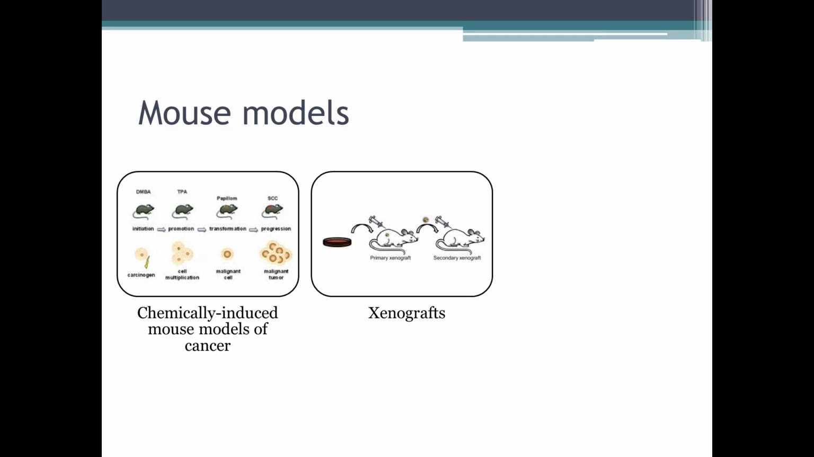Another type of mouse model is a xenograft, and in this case you take cells or tissue from an animal or a human and you transplant them into the mouse model, either under the skin or into the organ that the cancer naturally occurs in. And this is a relatively quick and inexpensive way to test potential therapeutic options for cancer. It's one of the most well-established ways that we pre-clinically test potential therapies that are coming down the pipeline.